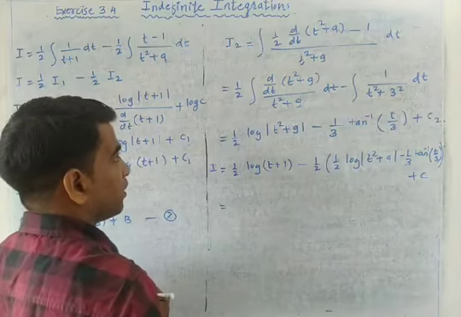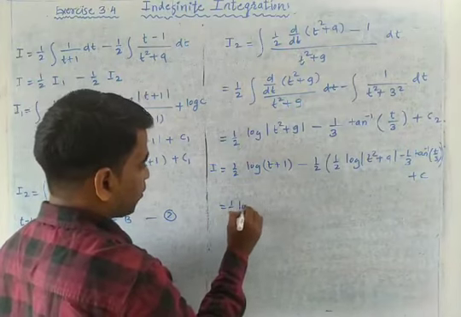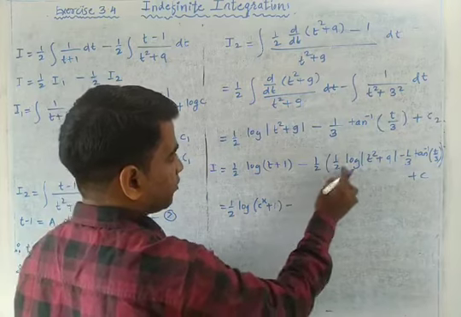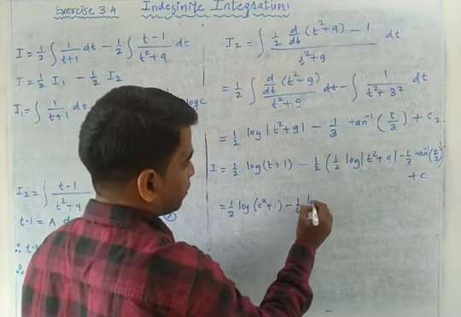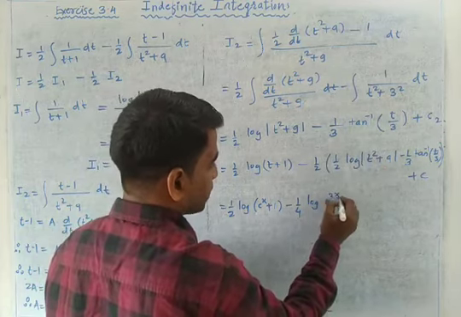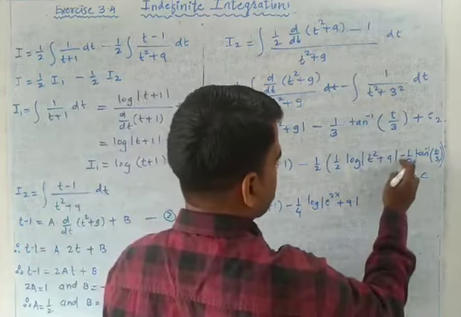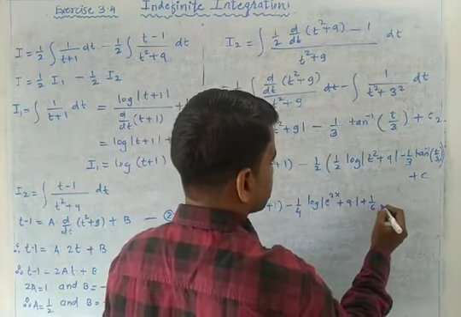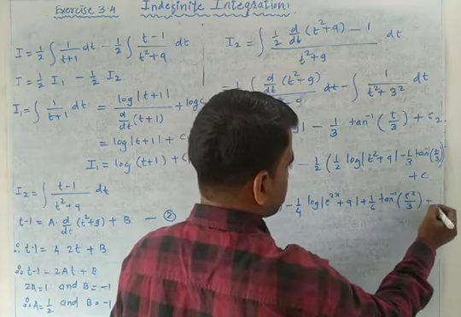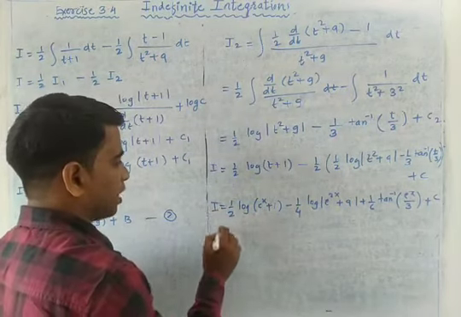So now we will write value of t. So value of t is e raised to x. So half into log of e raised to x plus 1 minus 1 by 2 into 1 by 2, 1 by 4 log of e raised to 2x plus 9, okay, minus minus plus 1 by 6 tan inverse e raised to x upon 3 plus c. This is the value of I.